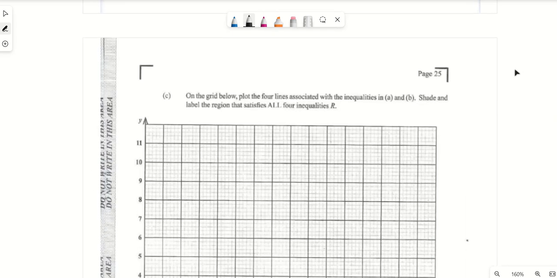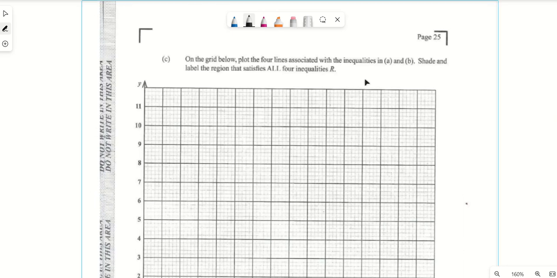They said on the grid below, plot the four lines associated with the inequalities in A and B. So the answers that we got in A and B, we have to plot the lines, we have to draw the lines, shade the region that satisfies all four inequalities, and label it R.